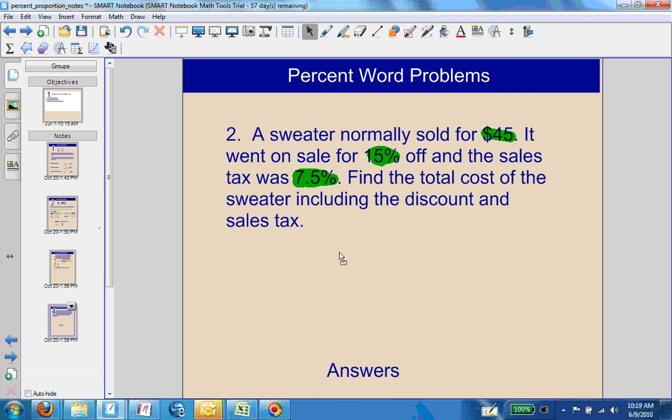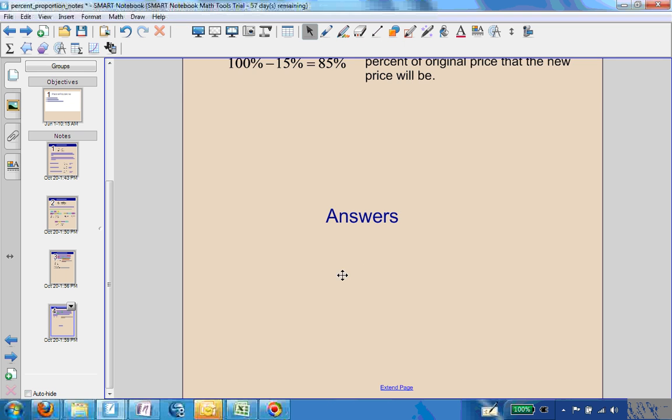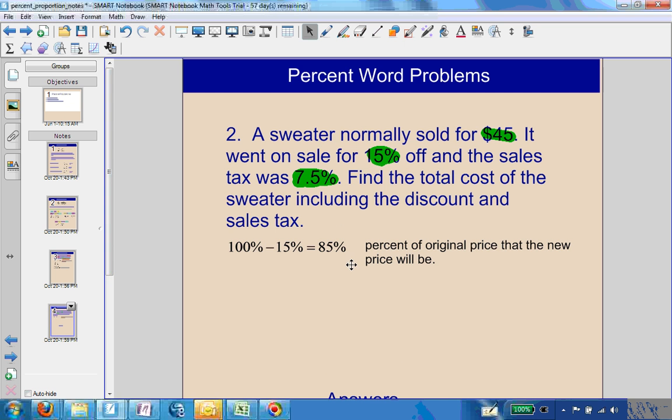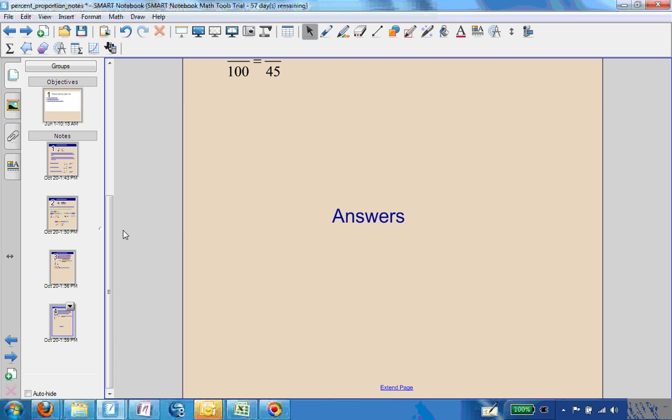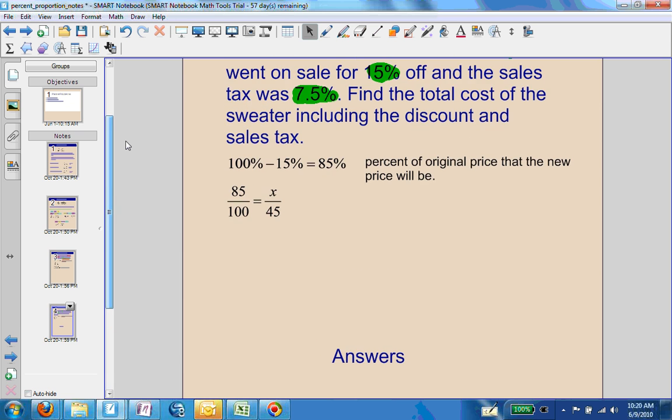Let's start off and think about this. A sweater is normally sold for $45 and it went on sale for 15% off. Well, we need to find the new price of it, because once we find the new price, the price we're actually going to pay, then we can add the tax to that. So the new price is not the 15%. It's actually the price we pay. So we're going to say 100% minus 15% equals 85%. So that's the percent of the original price that the new price will be. So 85% is how much we're actually going to pay for this sweater. So 85% of the original price of $45 will tell us the new amount.